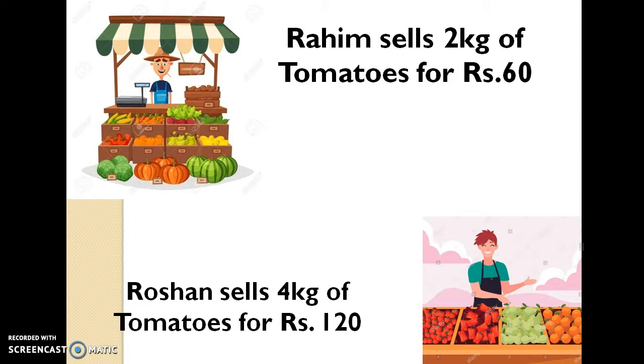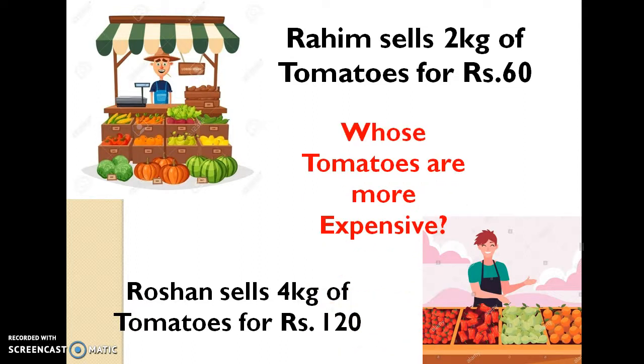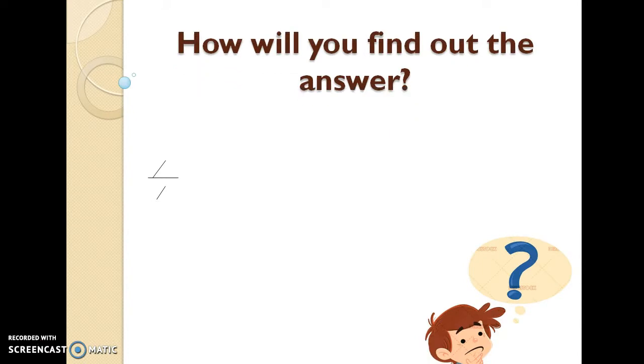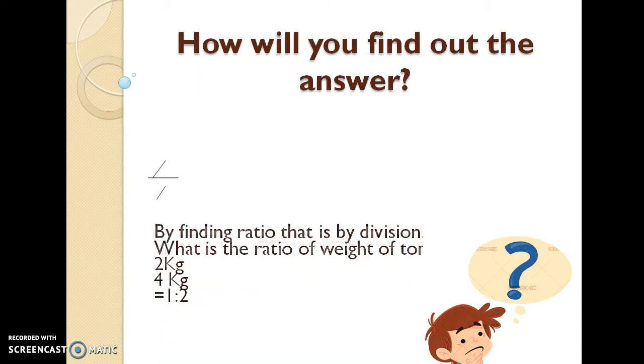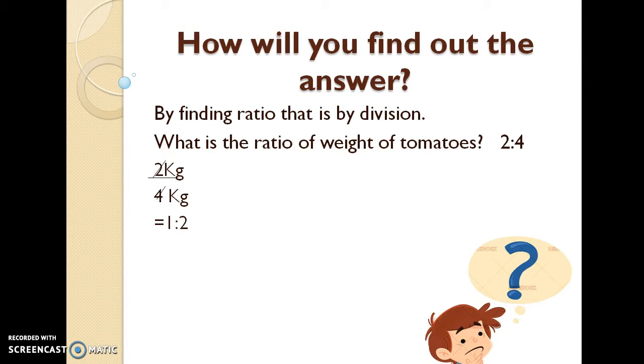Now, Rahim sells 2 kg of tomatoes for rupees 60 and Roshan sells 4 kg of tomatoes for rupees 120. Now, whose tomatoes are more expensive? If we want to know whose tomatoes are more expensive, what will you do in order to find the answer? Yes, by finding the ratio, that is by division.